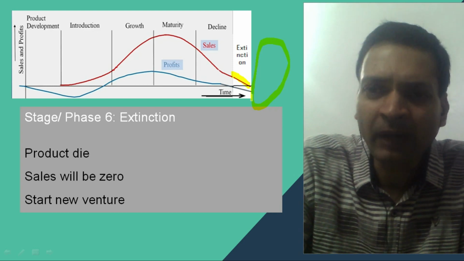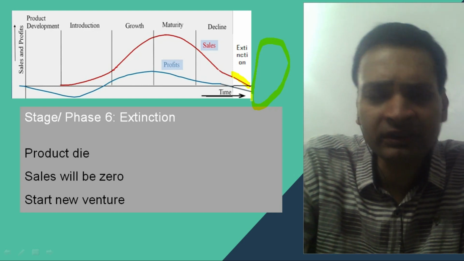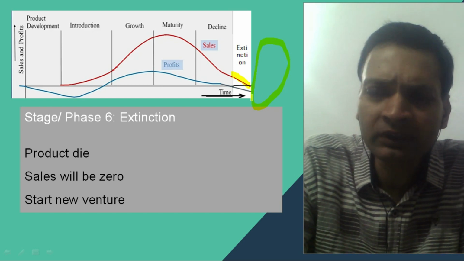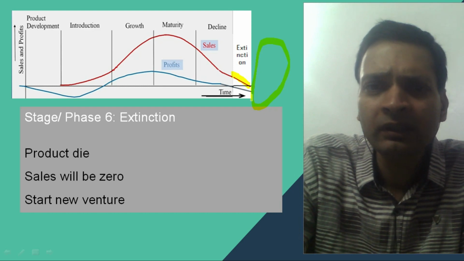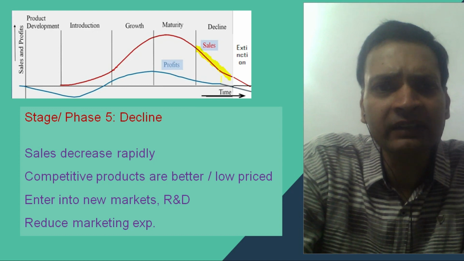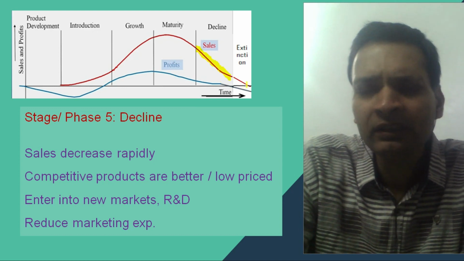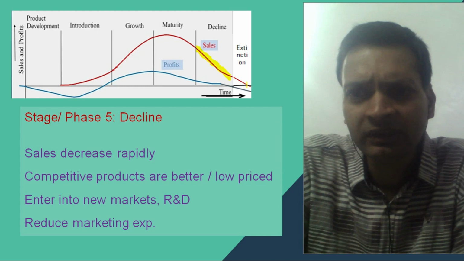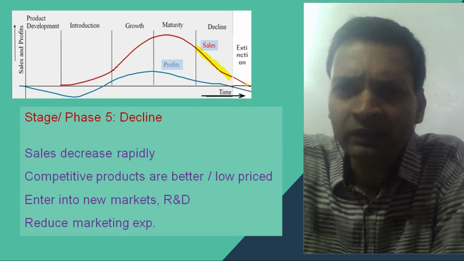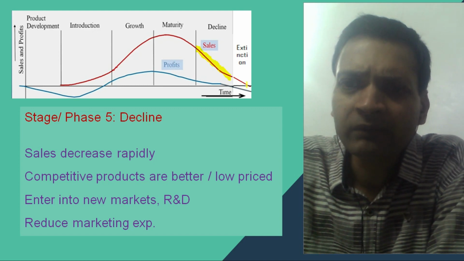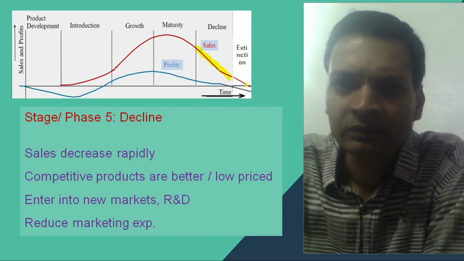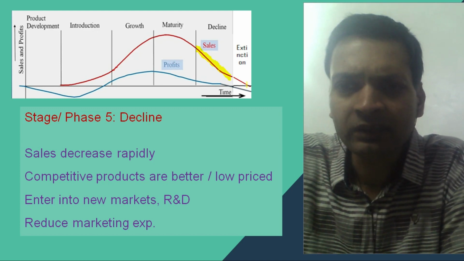So the marketeer should foresee such a situation of product obsolescence and try to innovate at the decline stage, and try to invest the earned money, the earned profit, in the development of a different market, in starting a new business. So this is the policy the marketeer should follow.